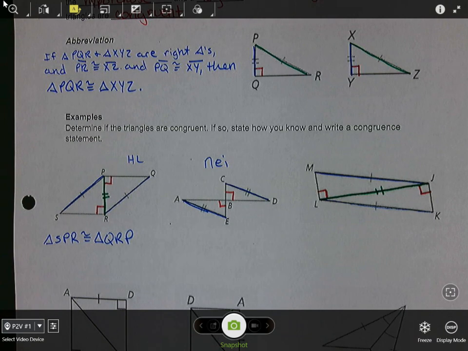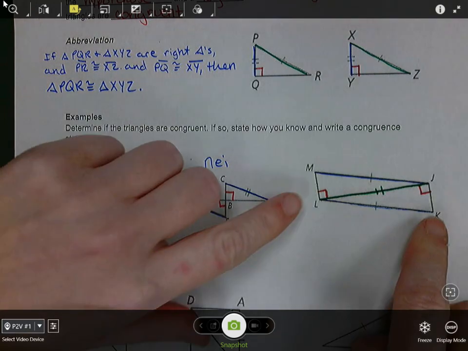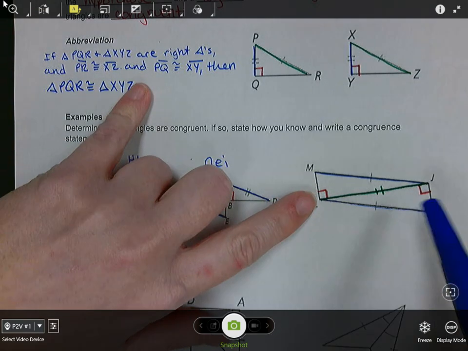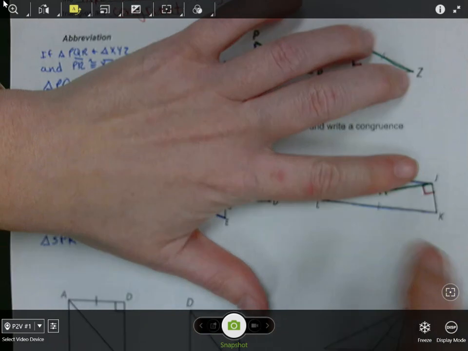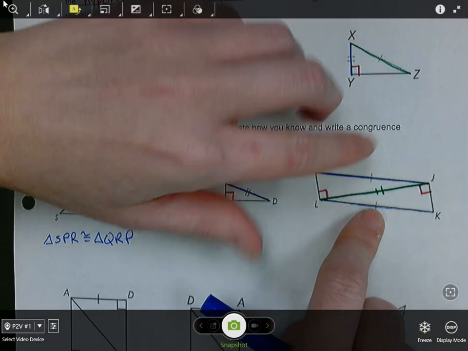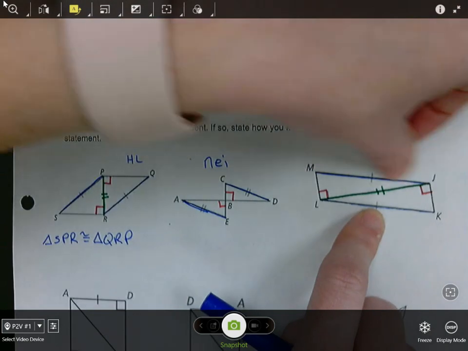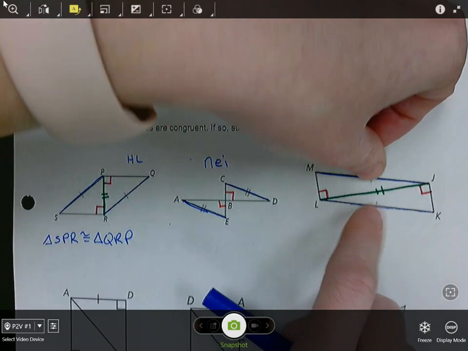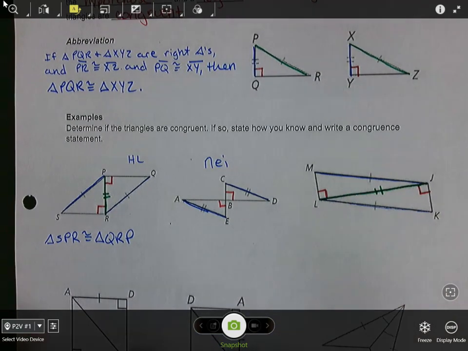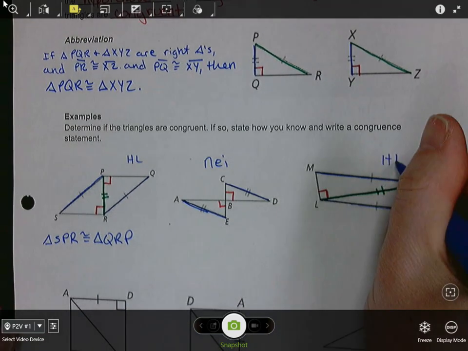Okay. All right, so now we need to check. Are they right triangles? Yes. Is the hypotenuse marked congruent? Okay, so the hypotenuse in this bottom triangle would be LK because it's opposite the right angle. And the hypotenuse over here would be JM, and they are marked congruent. And then I have this pair of legs marked. So the answer is yes, hypotenuse leg.